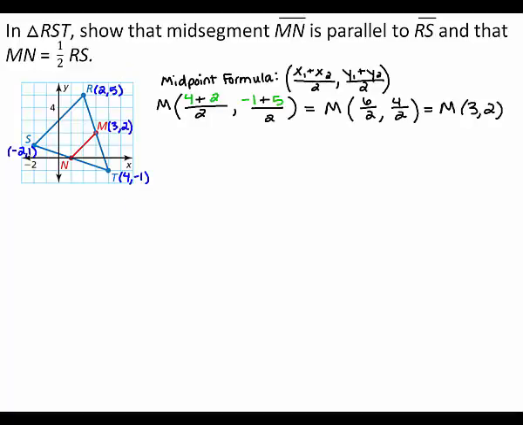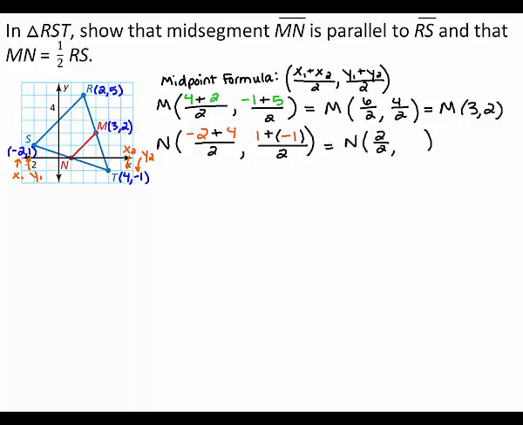To find the coordinates of point N, let x1 equal -2, y1 equal 1, x2 equal 4, and y2 equal -1. You can substitute these values into the midpoint formula. When you simplify, -2 plus 4 gives you 2, and 1 plus -1 gives you 0. 2 divided by 2 gives you 1, and 0 divided by 2 gives you 0. So, the coordinates of point N are 1, 0.